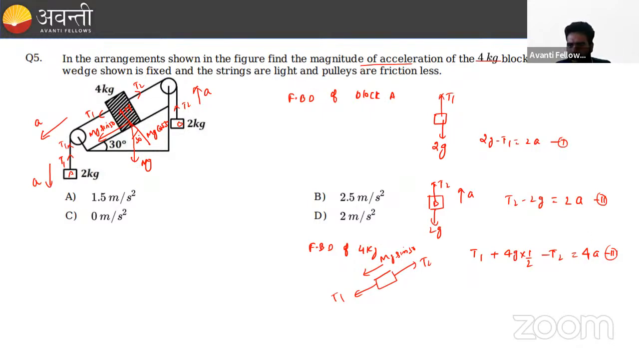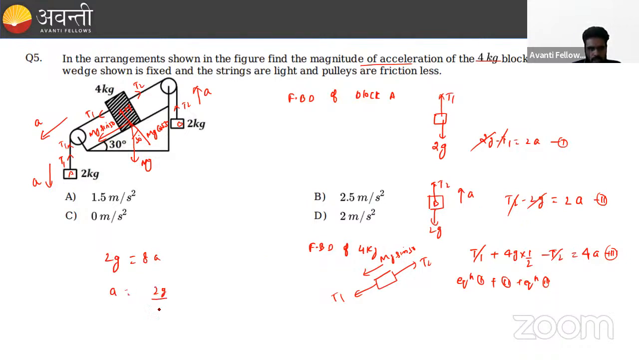If we add all three of these equations, equation 1 plus 2 plus equation 3, we can say T1 is cancelled, T2 is cancelled. Here 4 kg and 2 kg, this will become 2 kg, and this minus 2 kg also cancels out. The value of 2g equals 8a. So here the value of a is 2g upon 8.